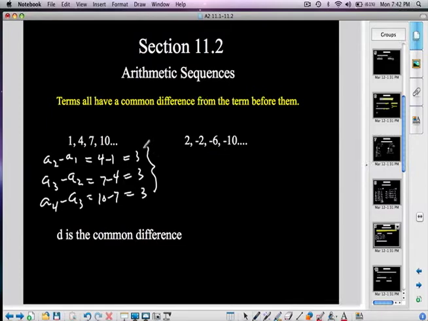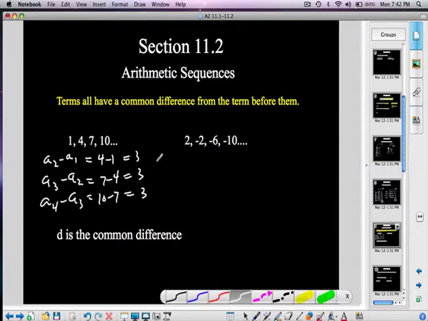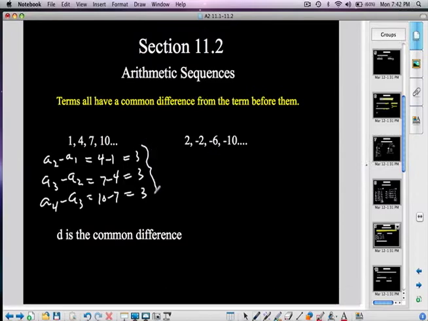So you can see that this number is the same in each case, and that is the common difference. In this case, d is what we will call the common difference. d is equal to 3.